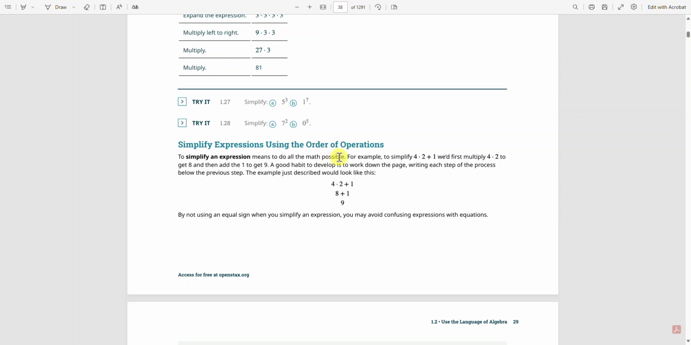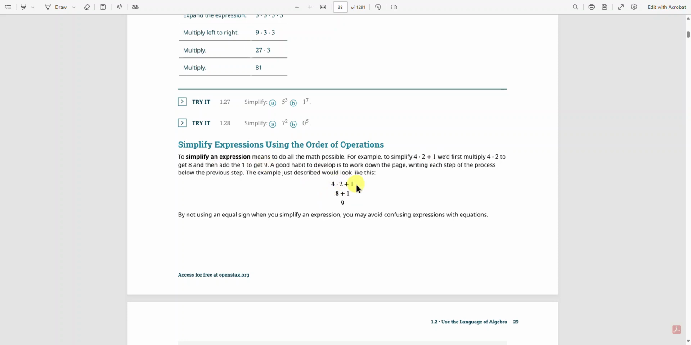For example, to simplify 4 times 2 plus 1, we'd first multiply 4 times 2. So we look at this and we say, well, we can multiply 4 times 2. That's something that we can do. So we multiply 4 times 2. We get 8. So now we have 8 plus 1. And then we add the 1 to get 9, and we can write something that looks like this.